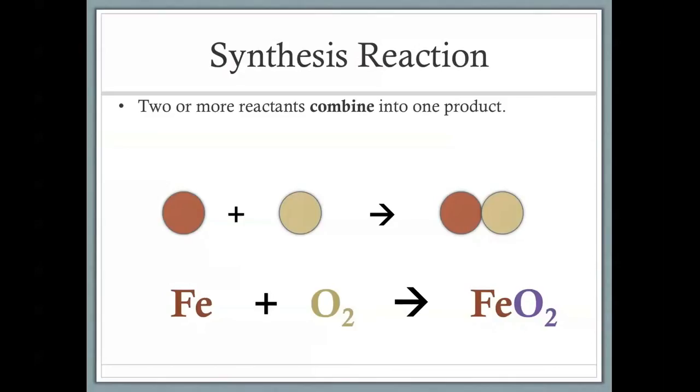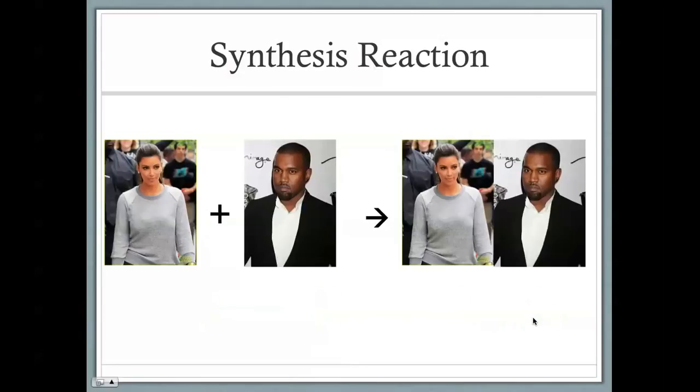So the big idea you're going to be looking for, when you classify a synthesis reaction, is that you have many pieces on the reactant side and only 1 piece on the product side, because all of your reactants are going to come together to form one product. Now, a representation of this in real life would be any couple that starts dating. That is representing a synthesis reaction.